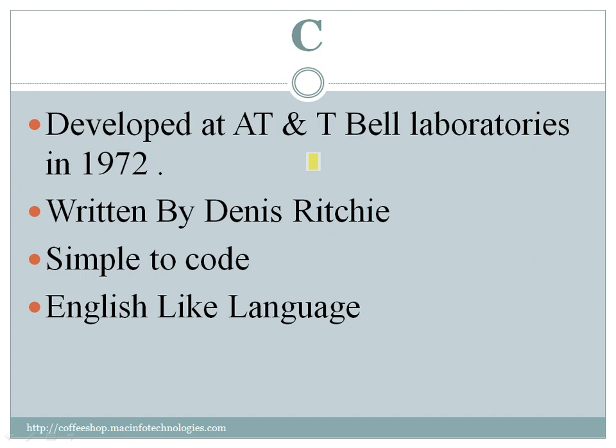So why is C a preferred choice? Because C is simple to code. It's very simple. Anyone who can understand English can write C programming. It's like an English language. You give some instructions to the computer and the computer executes them. We'll see in the upcoming videos how exactly the C code looks and what we can do with the C programming language.